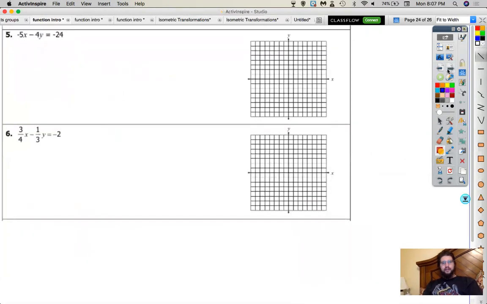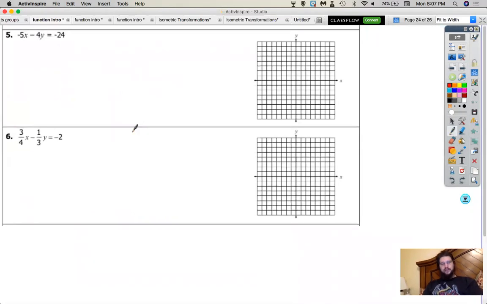Nothing different there. Same thing, same thing. Let's see number 6 because it's got a lot of fractions and y'all hate those. So again, LCD, first thing. 4 and 3 is 12. So multiply by 12. That simplifies. That simplifies. 9x minus 4y equals -24.